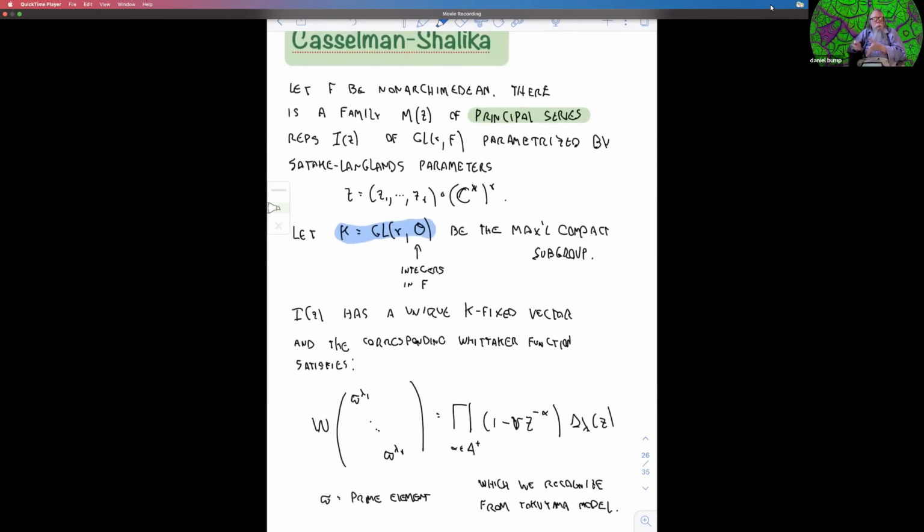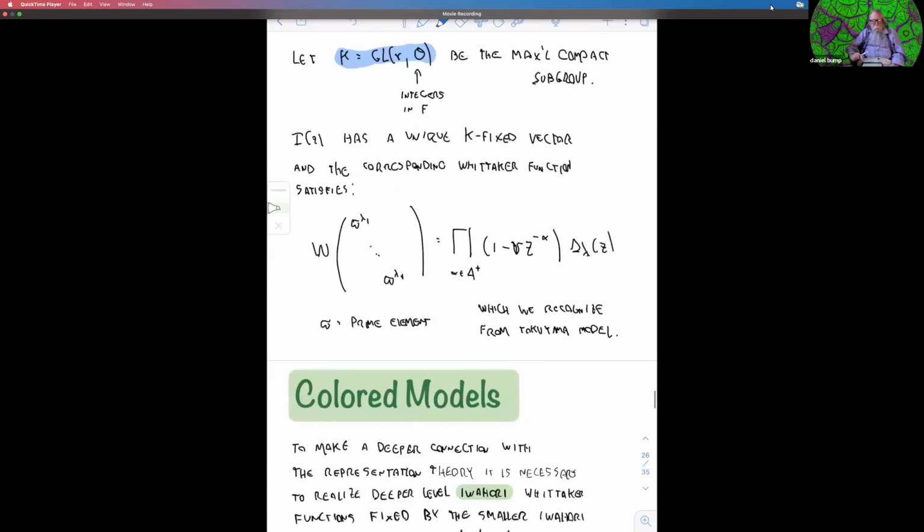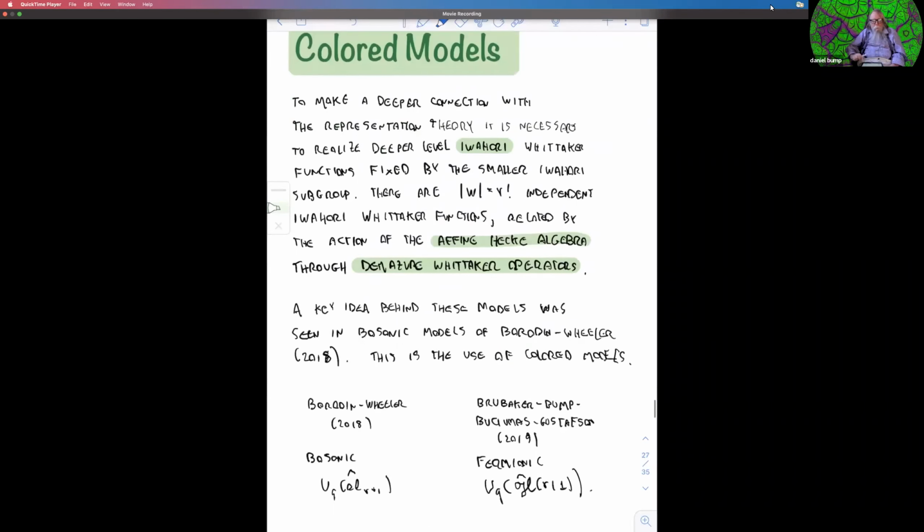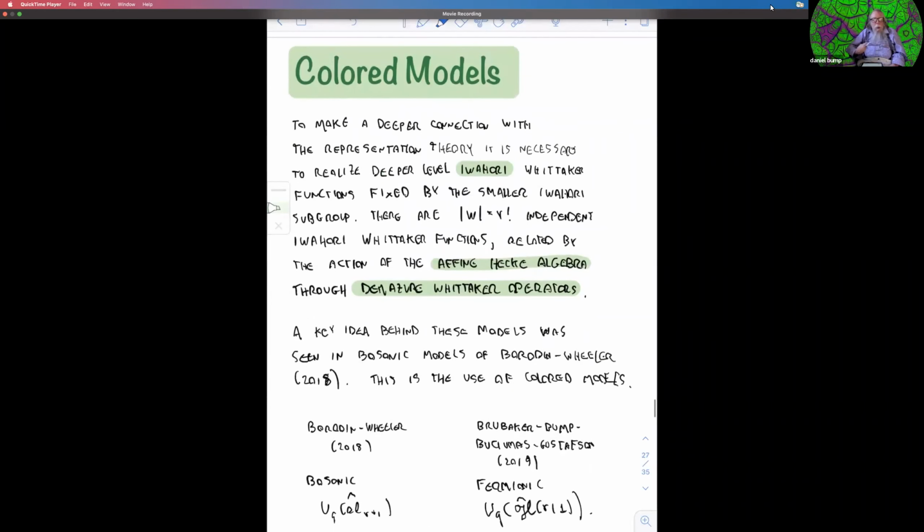And then the whole plan is to try to emulate more interesting Whittaker functions. And as the Whittaker functions become more interesting, the lattice models whose partition functions are equal to this become more interesting. And eventually you end up with a rather rich theory. So in order to get Whittaker functions that are fixed by deeper level subgroups, we need to introduce colored models.